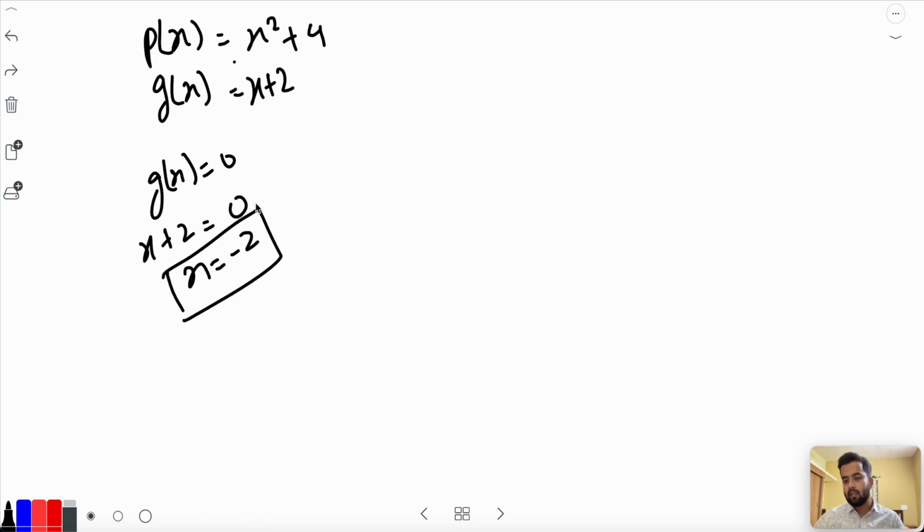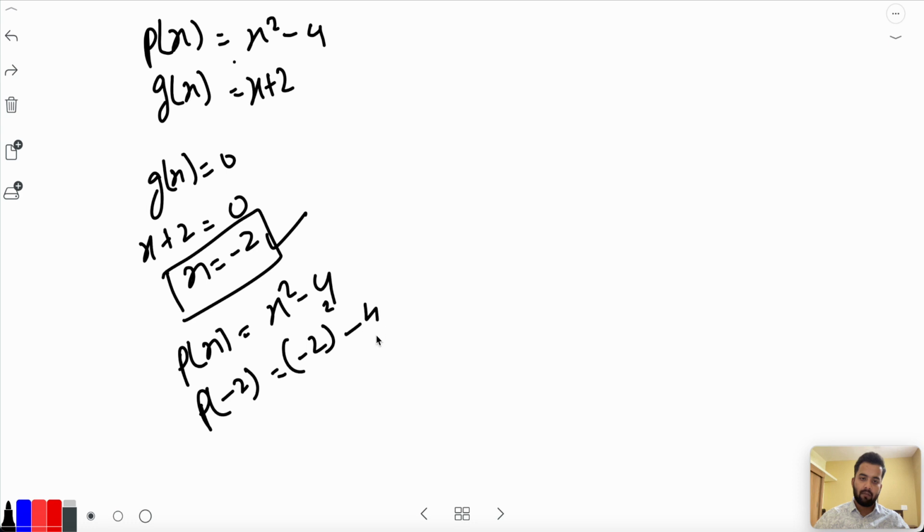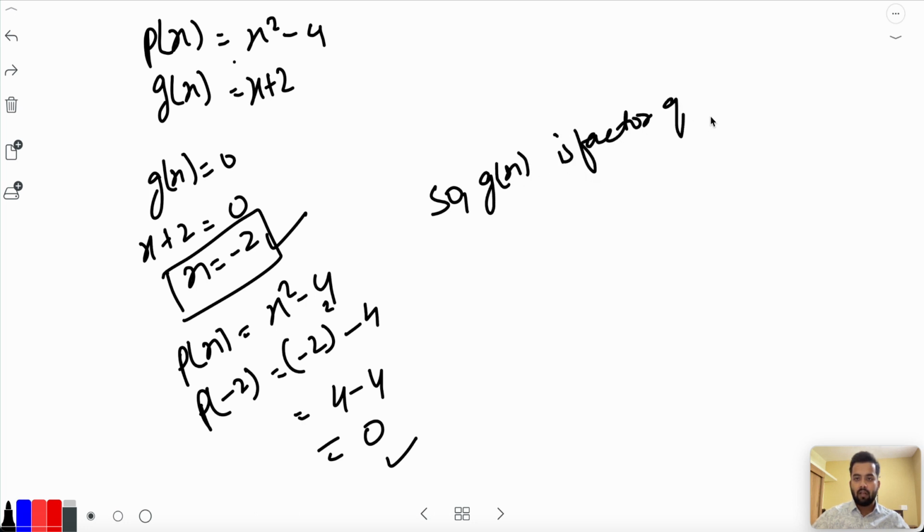Done? Okay, and here I will just erase one thing more. I will write here minus. Okay, now take the p(x) value. p(x) value is what? x square minus 4, right? Now take this x value and put it in this one. So minus 2 whole square is 4, 4 minus 4. What did we get? 0. So g(x) is a factor of p(x). See, you got 0 now. That means g(x) is a factor of p(x). If you are not getting 0, that means g(x) is not a factor of p(x). I think it is understood, right? Good. Okay, let's switch to the next topic.